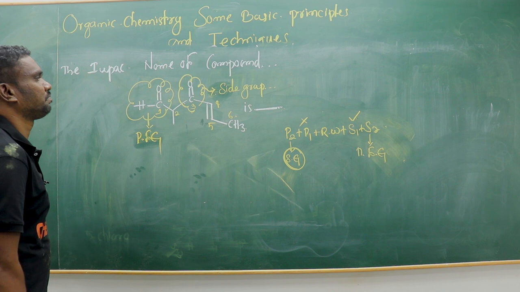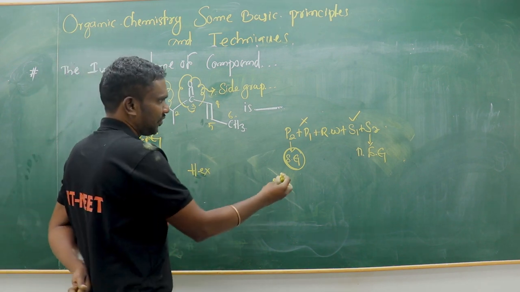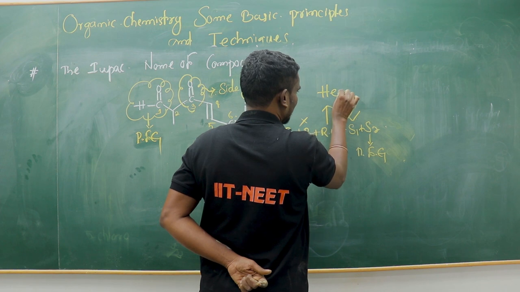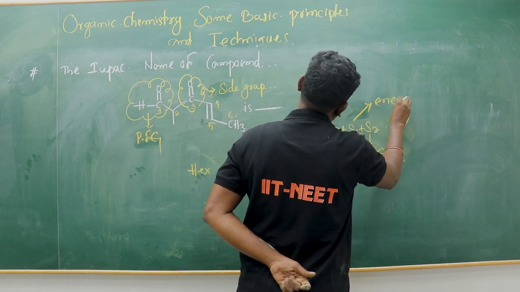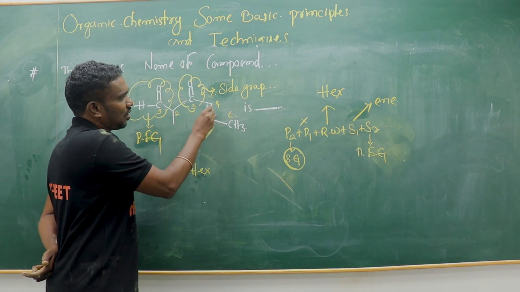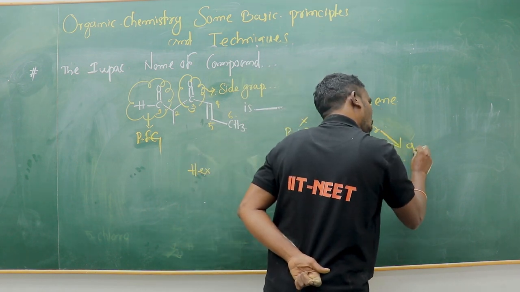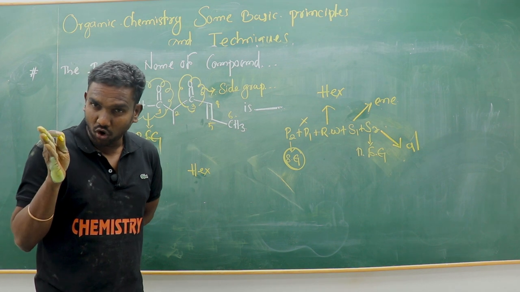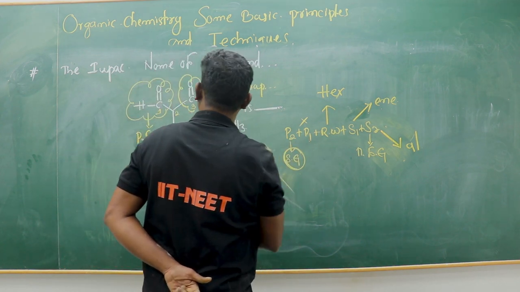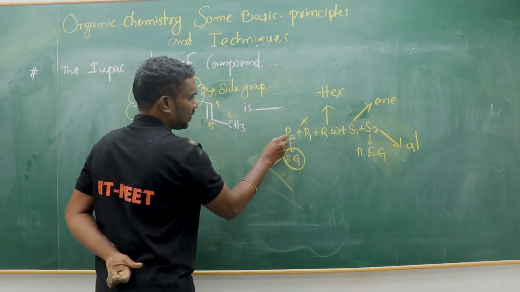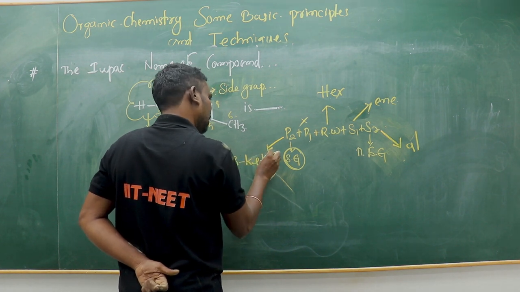1, 2, 3, 4, 5, 6. There are 6 carbons, so the root word is hex. S1: in between carbon and carbon a double bond is present, so we write ene. The principal functional group, the aldehyde group, is called al. That is finished. What about the P2? The third position contains keto. Three, keto.